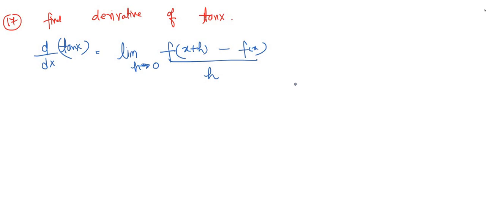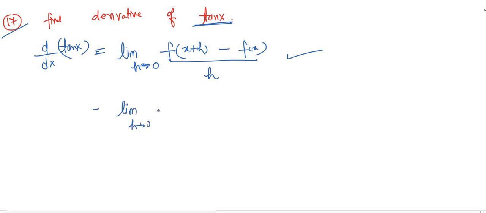Hey everyone, we are doing example number 17 from NCERT, finding derivatives from first principle. We have to find the derivative of tan x using first principle. This is the formula that we will apply to calculate the derivative. Let me write down the limit as h tends to 0 of f of x plus h, which is tan of x plus h, minus f of x, which is tan of x, divided by h.